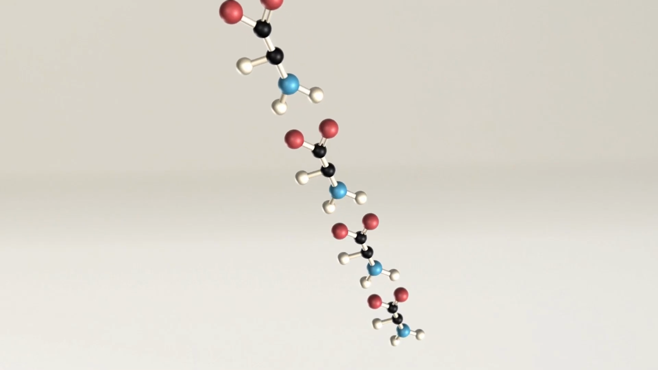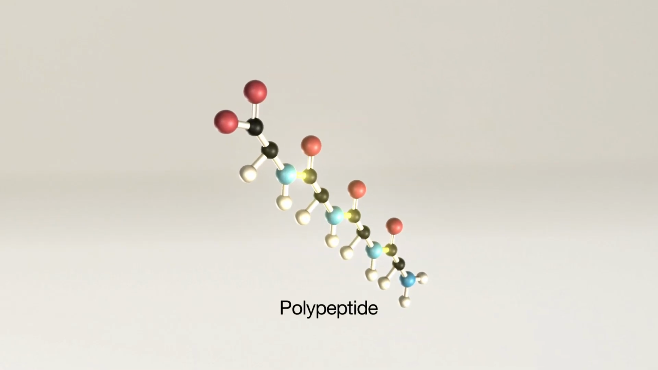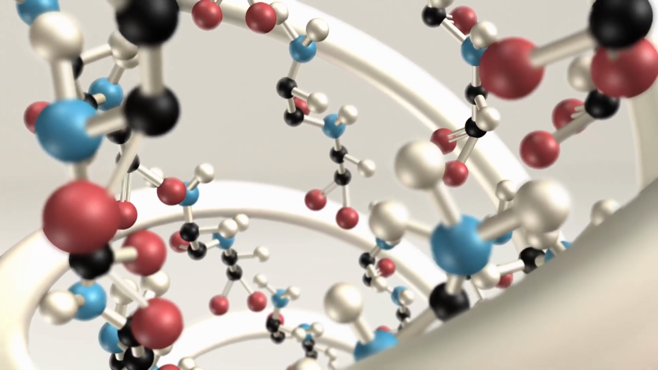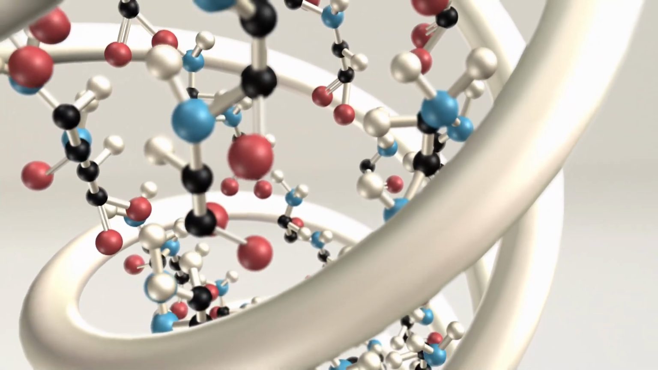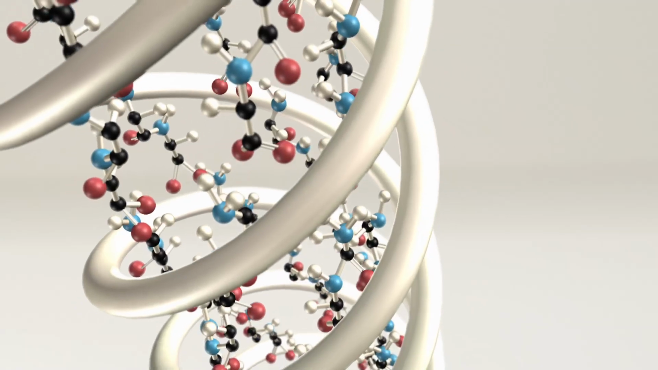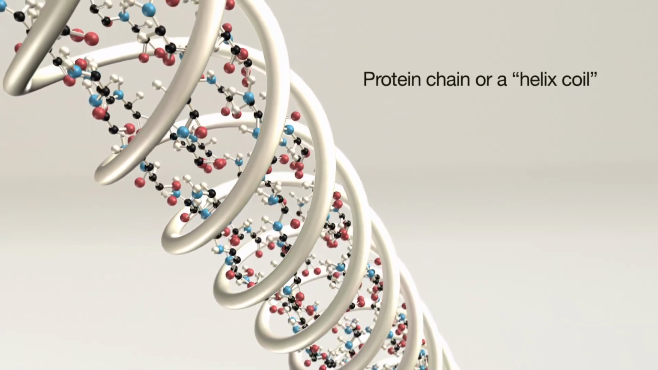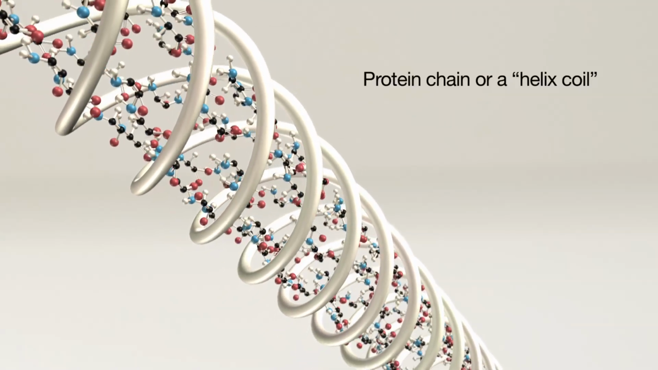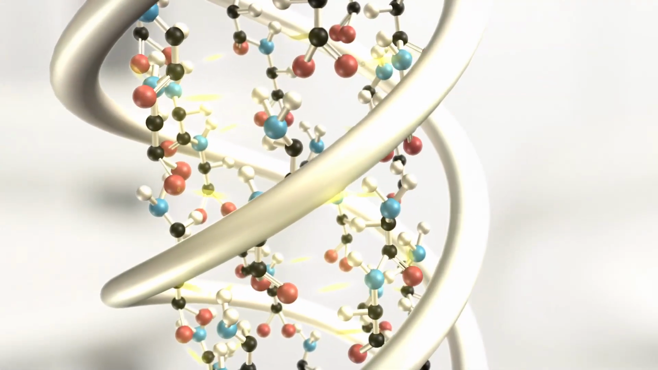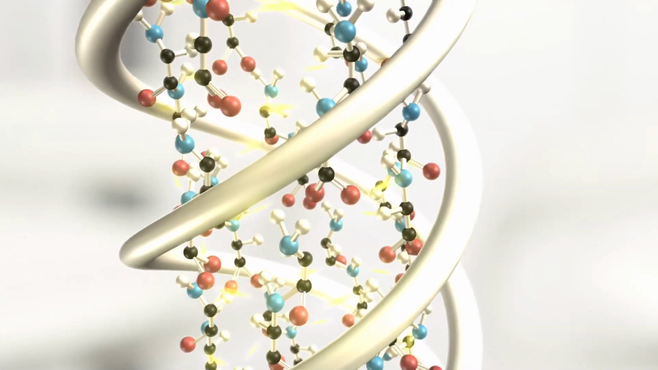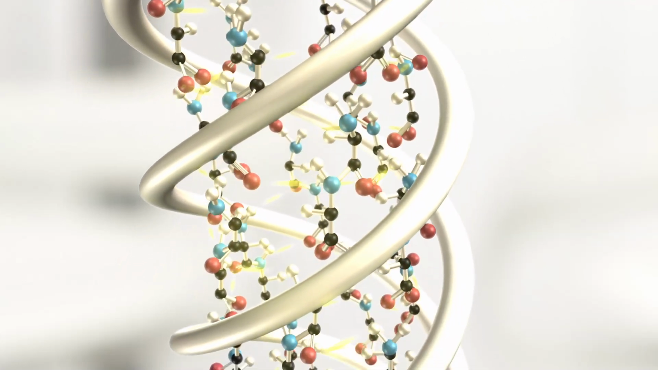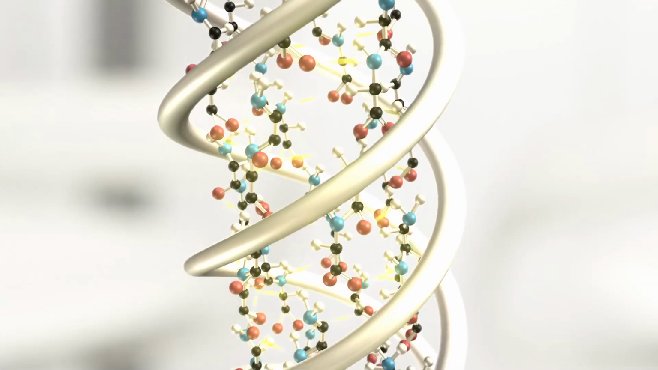Peptides link together to create a polypeptide. Multiple polypeptides create a polypeptide chain. When a polypeptide chain has enough amino acids in it to equal multiple proteins, it is considered a protein chain or helix coil. Polypeptide chains are cross-linked by covalent or side bonds. They twist around each other to form a helical coil.